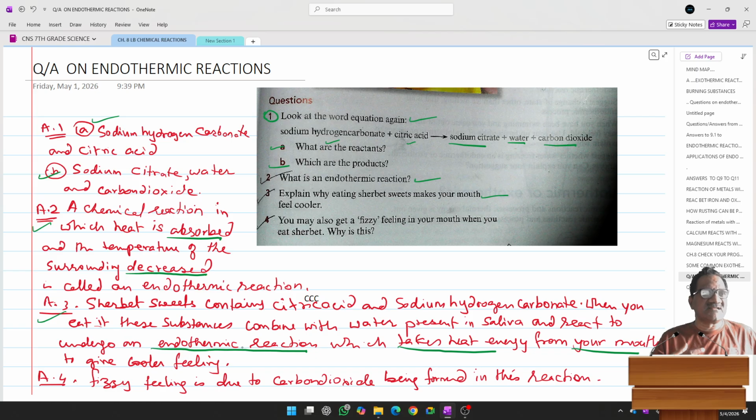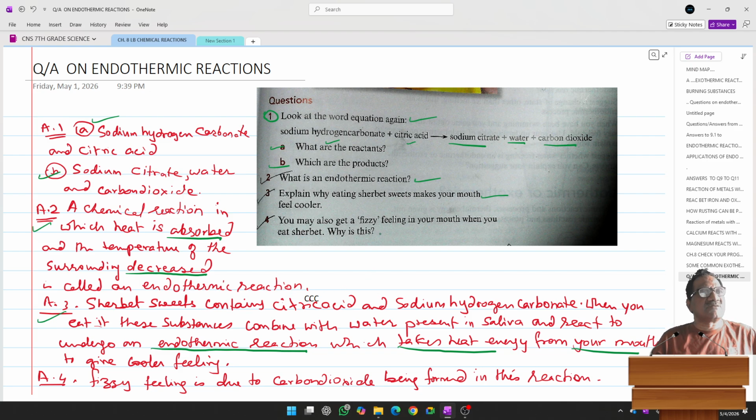So because the heat energy from the mouth is taken away by the reaction, or the heat energy of the mouth is decreased, therefore we get that cooler feeling on eating this sherbet sweet. So that's the answer for question number 3.